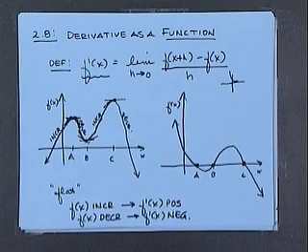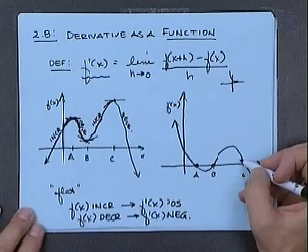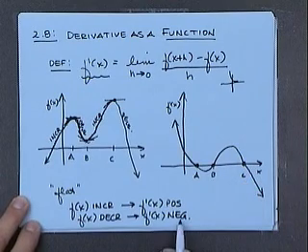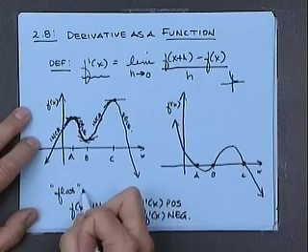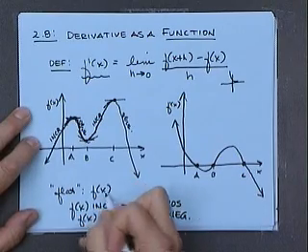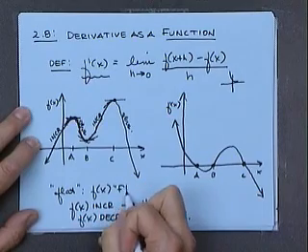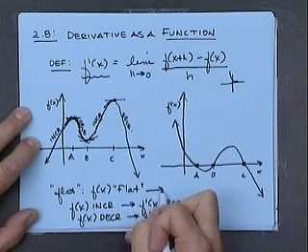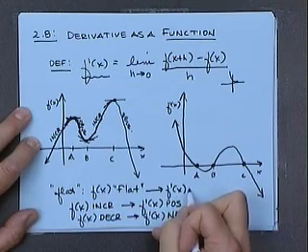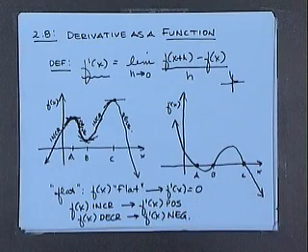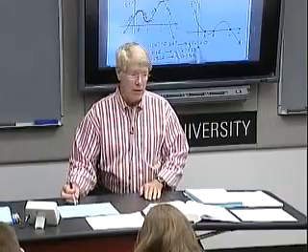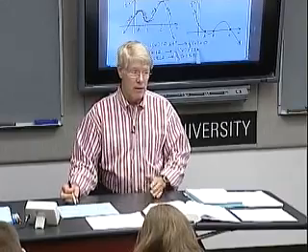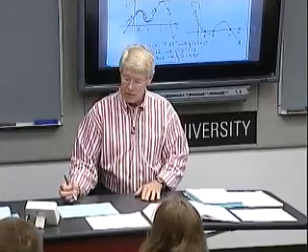If the original function is decreasing, the derivative graph ought to be negative there. And if the original graph is instantaneously not increasing nor decreasing, it's flat, then that means the derivative graph ought to be 0 at that instant.